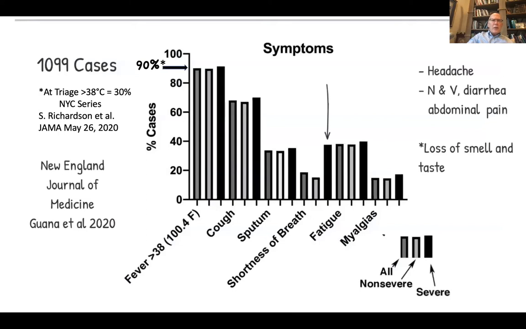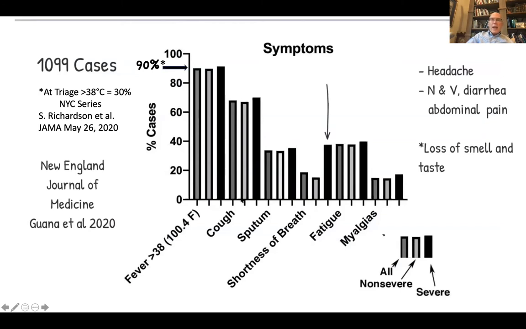Now, I've shown this before. This is the largest series from China that was published in the New England Journal. And it looks at all the symptoms and the frequency of those symptoms in individuals who are proven to have COVID-19. As you can see, fever here was defined as a temperature of 38 or 100.4. The medium gray is all the patients. Light gray is those with mild disease. The black is those with severe disease. As you can see, 90% of individuals had fever in this series.